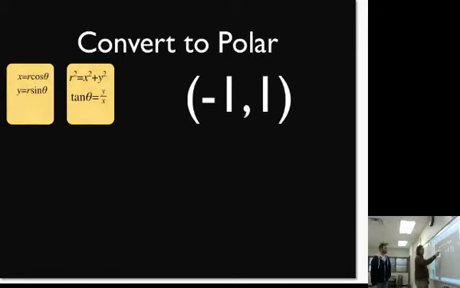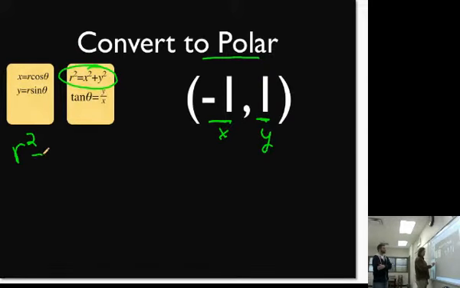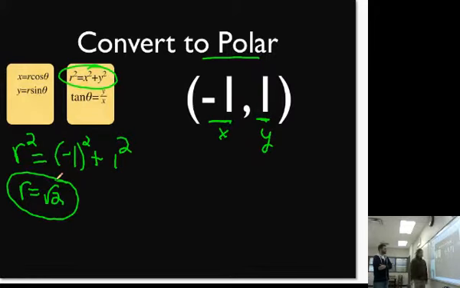So this time we want to convert to polar. So this is your x, and this is your y, and I want to figure out what r is. So r squared equals x squared, negative 1 squared, plus y squared, which is 1 squared. So 1 plus 1 is 2. I want to take the square root, so r equals the square root of 2.